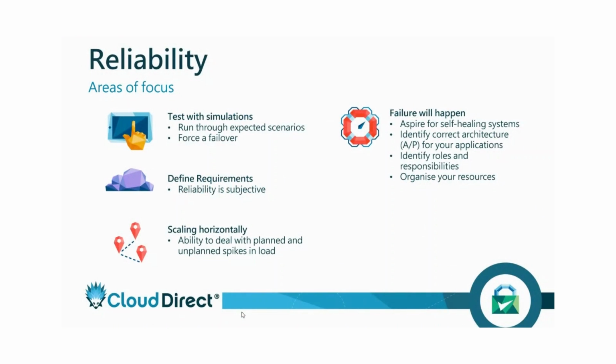So areas of focus here really look at simulations for reliability. What happens when things fall over? Force a failover, see what happens. Define your requirements for your reliability. Don't just build things that are overly reliable that don't need them. But at the same time, don't build something that can fail that's going to cause you a huge issue, either from a business point of view or from an infrastructure point of view.